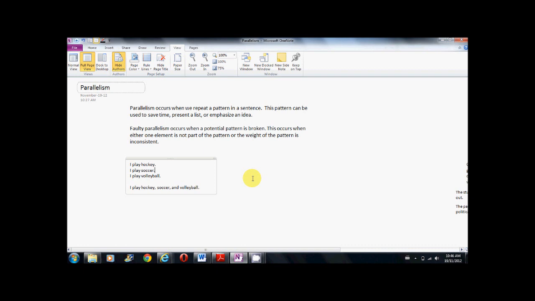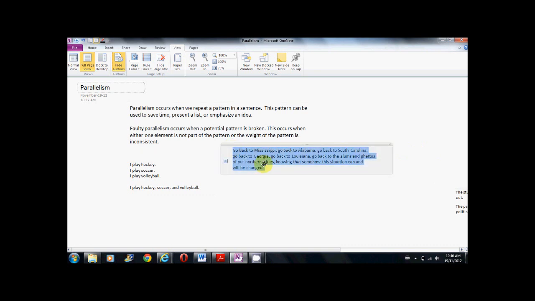I play hockey, I play soccer, I play volleyball. Most writers would not write their sentences this way. We would tend to unite these sentences, combine them by creating one parallel structure. I play hockey, comma, soccer, comma, and volleyball. And this works because hockey, soccer, and volleyball are the same kinds of things. They're nouns, specifically sports. But they also have the same kind of weight, one word, right? So this is a very common, simple example of parallelism.